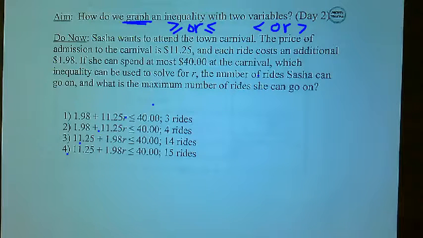So let's start off today's lesson with a word problem. The number one thing you got to focus on when we're doing a word problem is we have to look through the entire word problem and try to figure out what we don't need and what we do need. Sasha wants to attend the carnival. Cool, good for Sasha. The price of admission is $11.25. This is going to be paid one time.